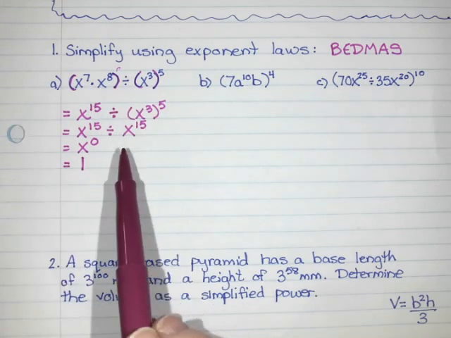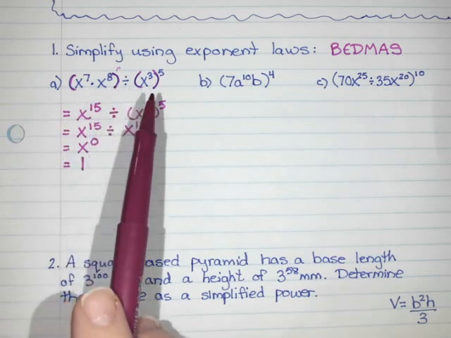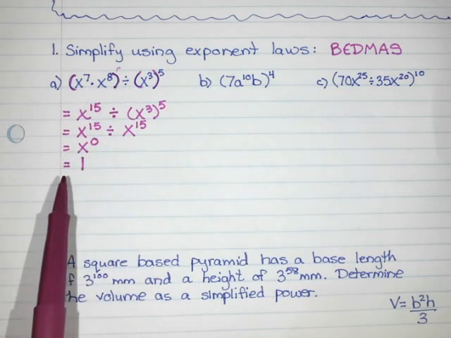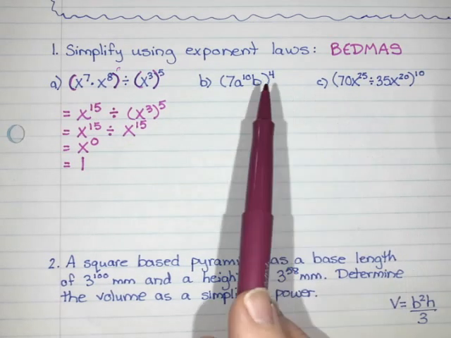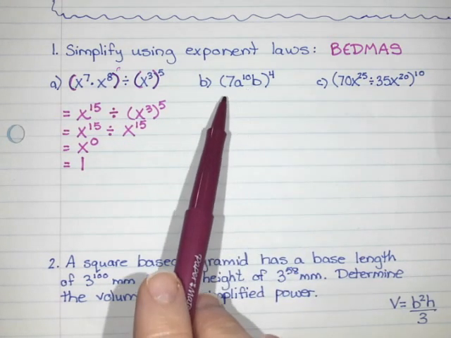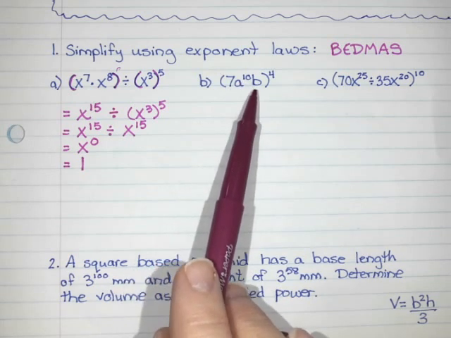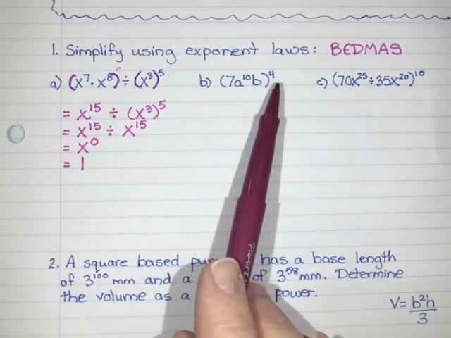So I like this question because we did some multiplication, we did power of a power, we did division, and we did the power of 0 all in the same example. So I am going to take a look at the next one. We have (7a^10 b) all to the power of 4.